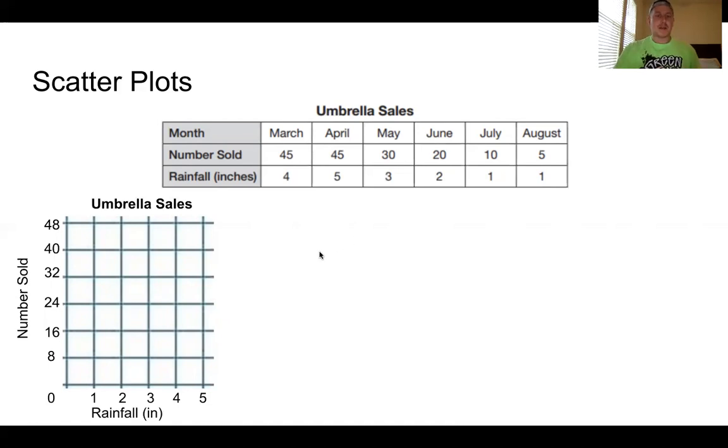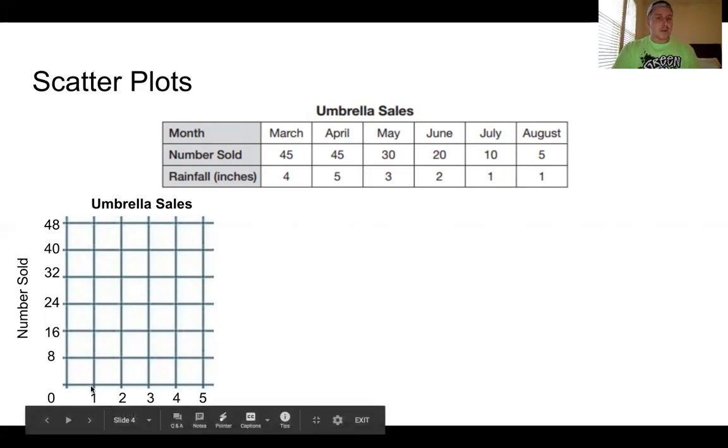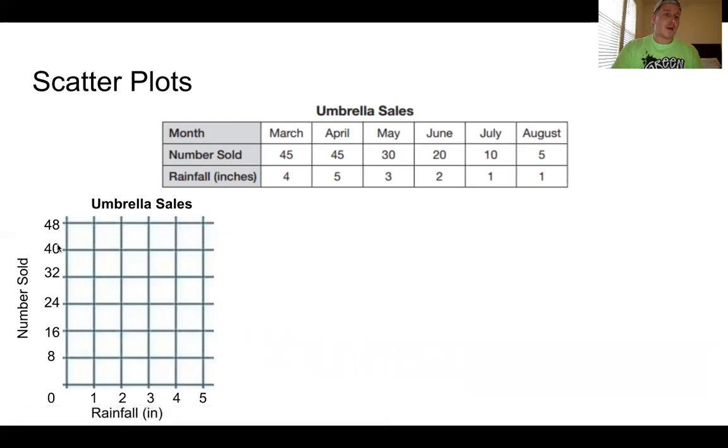All right, let's get back to math. Okay, so we've got some umbrella sales here. And it looks like we have the month that it happened, the number that was sold, and our rainfall. Luckily, we already have a little grid over here that is helping us out. So we can see that the rainfall is going to be our x-axis. So we're going to plot the points here for x, and the y-axis is the number sold, okay?